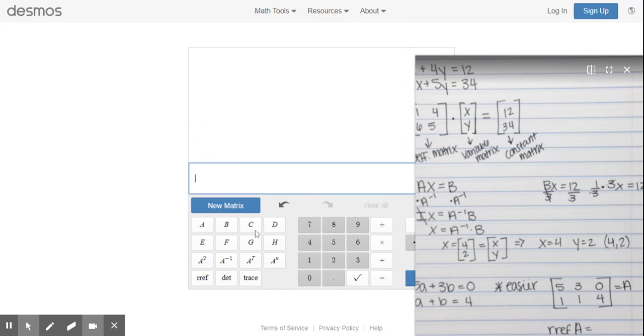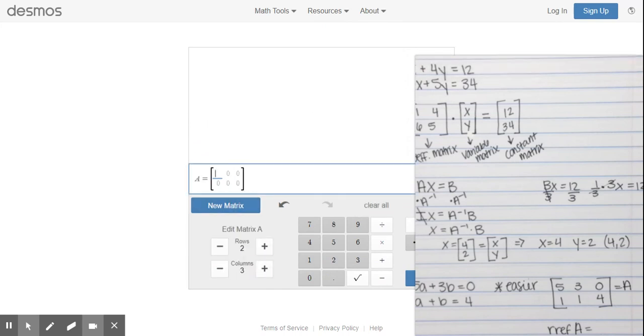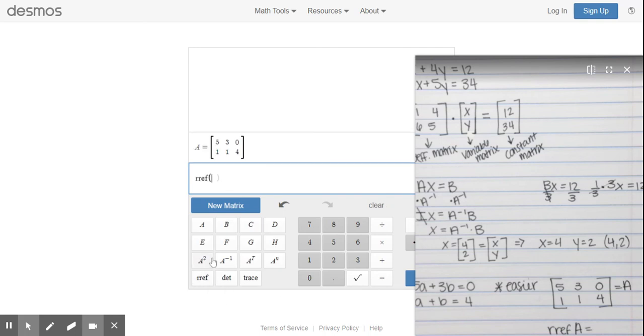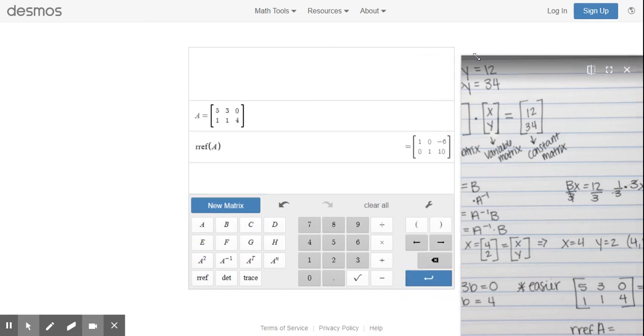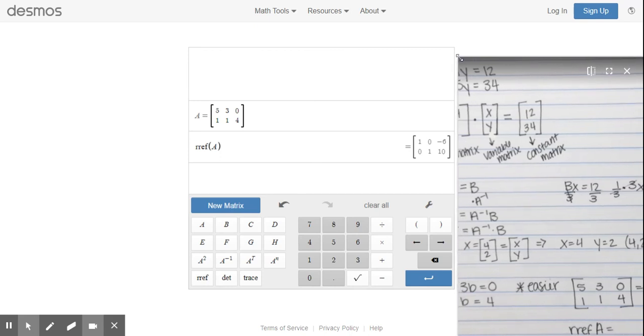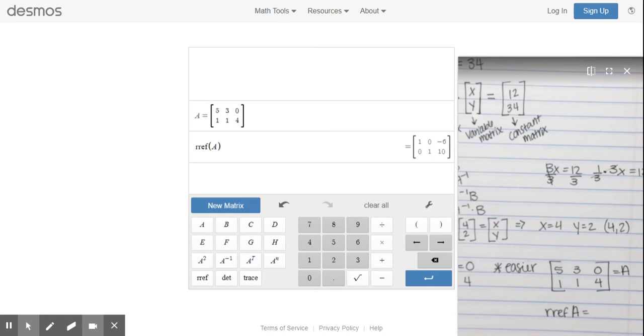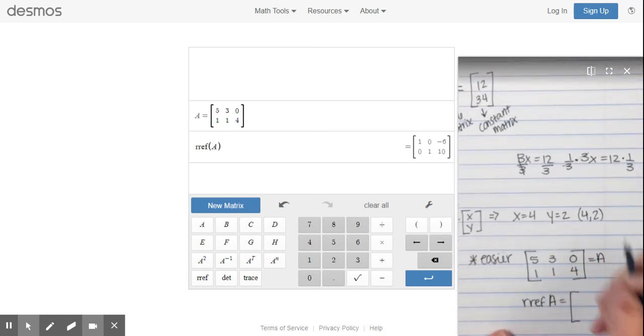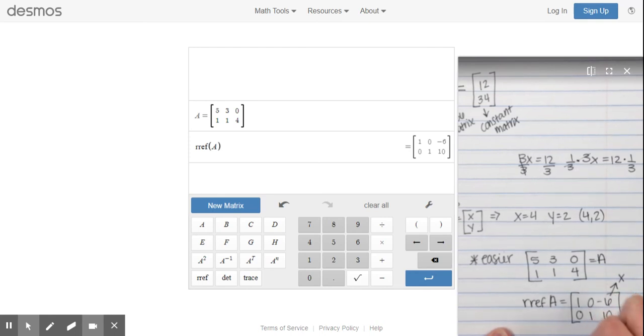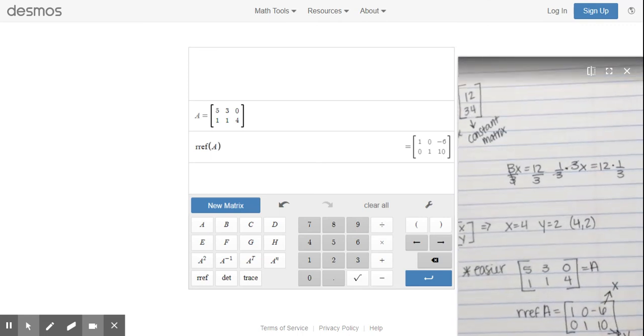So we'll come back, we'll make a new matrix. It is 2 rows and 3 columns. And this is what we did the other day with the 3 variables. So this shouldn't be new to you. This should seem familiar. So we've got that form, and A, and there you go. So it gives you the matrix 1, 0, negative 6, 0, 1, and 10. And so that tells you that X is negative 6 and Y is 10. So your answer is negative 6, 10.